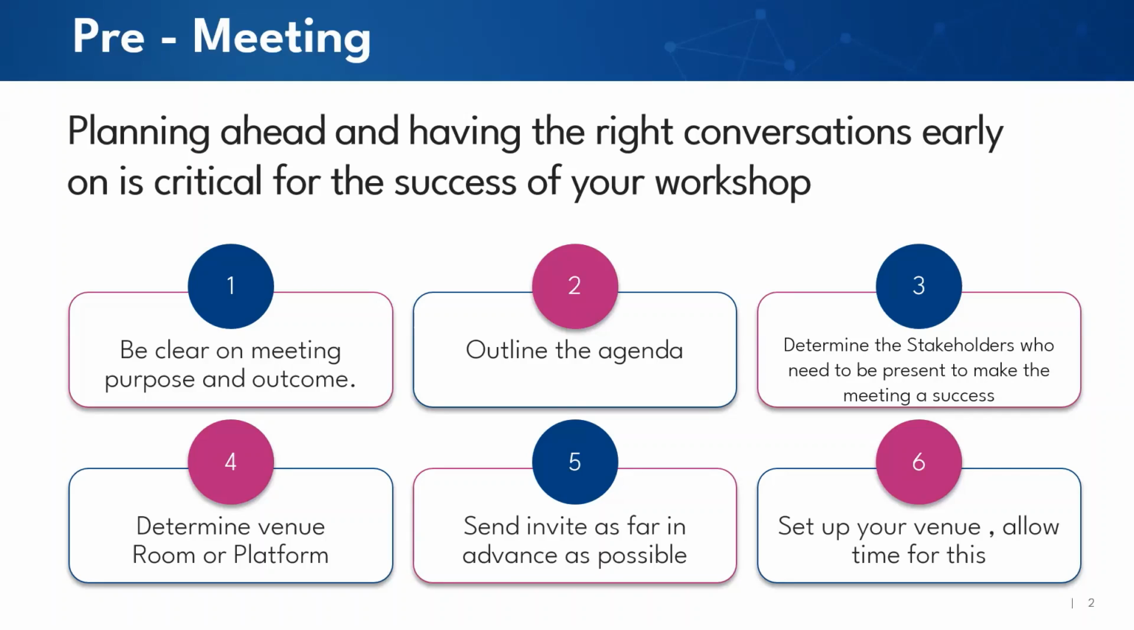Then the next thing you need to do is determine the venue or the platform. If it is a physical meeting, usually in your office, determine what room will be big enough to take the stakeholders that you're inviting. What room will have the facilities you need, whether you need a nice plain wall, or equipment like screens, a video conferencing. You might need all those things. So you think about that when you're determining the room. Then once you've done all of that, you send an invite as far in advance as you can. It's really important that you do that.